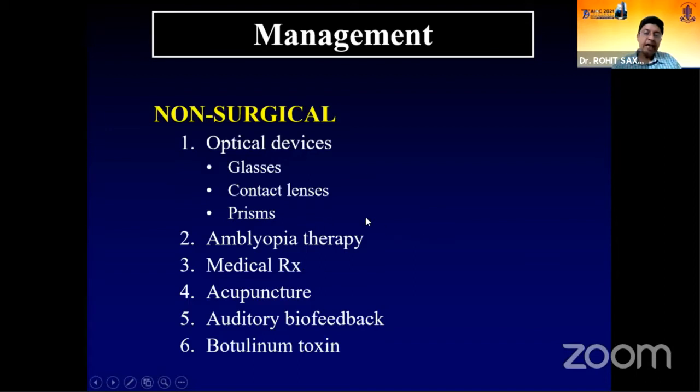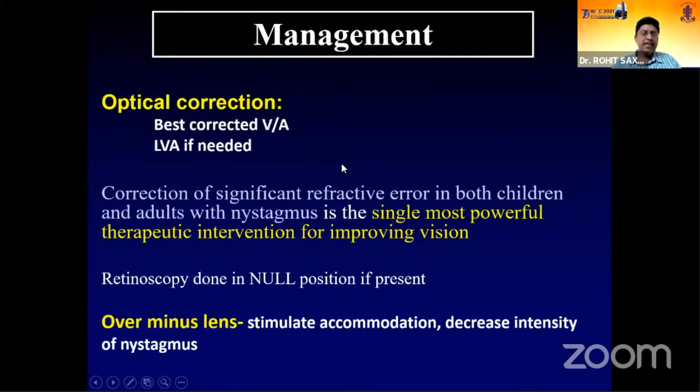If one eye is amblyopic, give amblyopia therapy. Even occlusion is not absolutely contraindicated, because initially the latent component may start manifesting, but as the vision improves, the latent component dampens, and you can actually improve the vision in the amblyopic eye also. There are options of medical management as we would see, but as we discussed, optical correction is the single most powerful therapeutic intervention you can do.